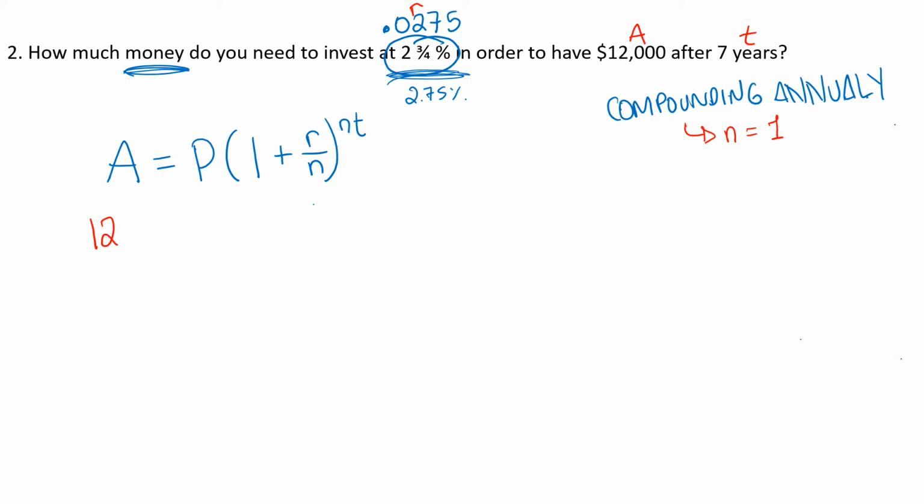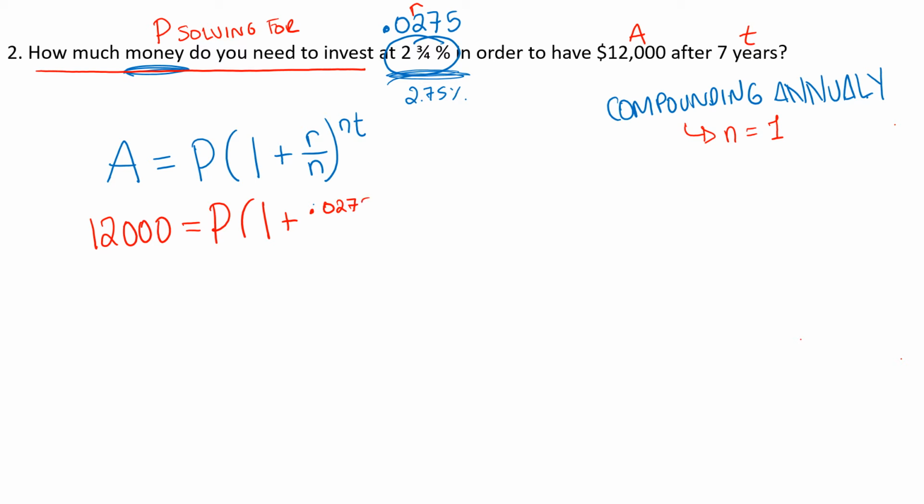You've got $12,000 is going to be equal to, we don't know our P. And actually, when it says how much money do you need to invest, that would mean P is what I'm solving for. So P I'm just going to leave as a P. I've got 1 plus my R is 0.0275 over n, which is 1, all raised to the nt, so 1 times 7.